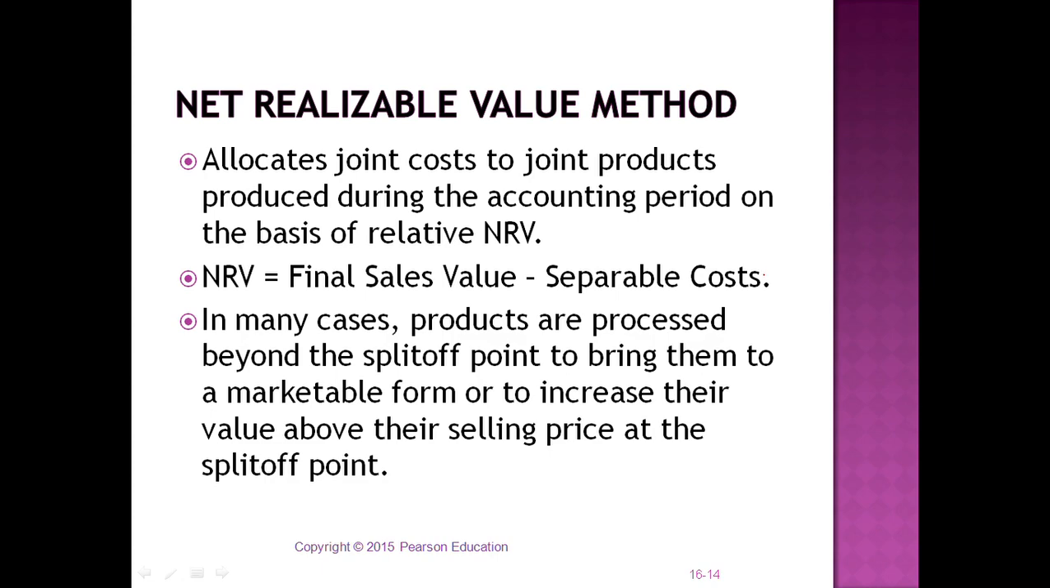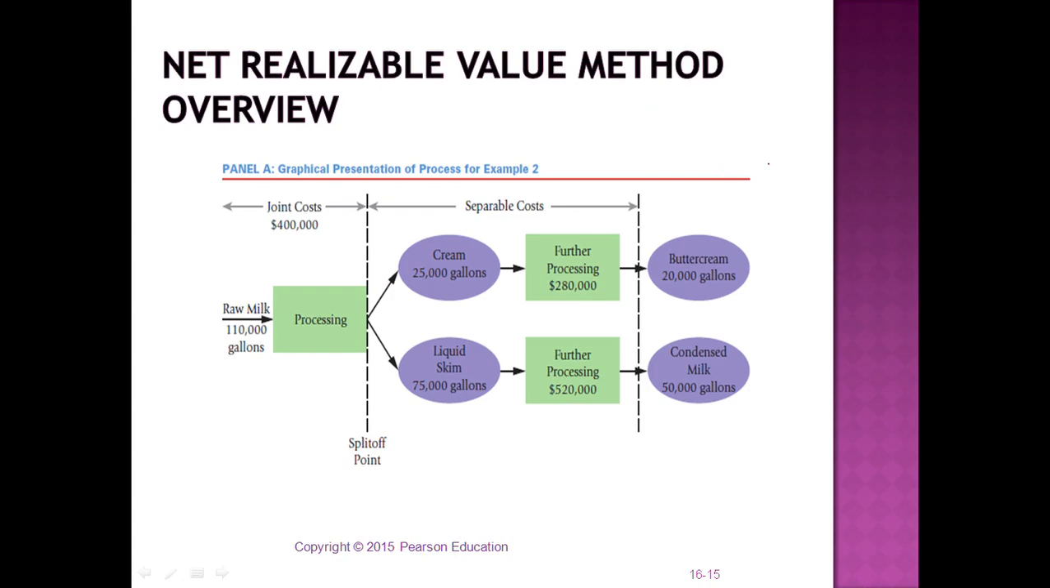So when we want to calculate the NRV, we take the final sales value and minus the separable cost for each of the outputs in order to find the NRV, and then NRV will be used as a basis for calculating the allocation, right? So let's take our example a little bit further. We already know our example until here, right?